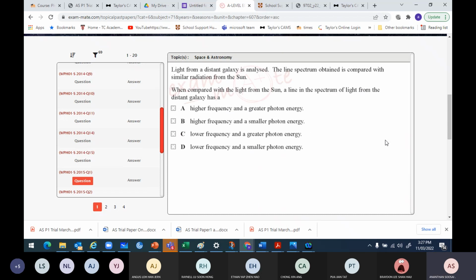Of course, there is no objective question in your exam paper, but what do you think? What answer do you think is logical? One minute for you. Light from a distant galaxy is analyzed. The line spectrum obtained is compared with similar radiation from the sun. When compared with the light from the sun, a line in the spectrum of light from the distant galaxy has a... What do you think? Which is a possible answer?